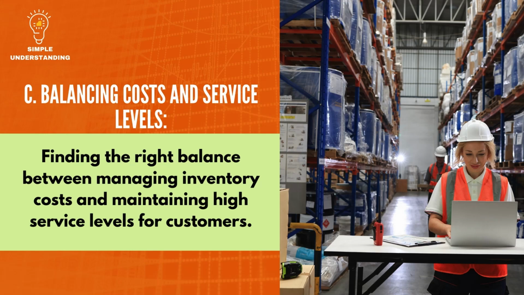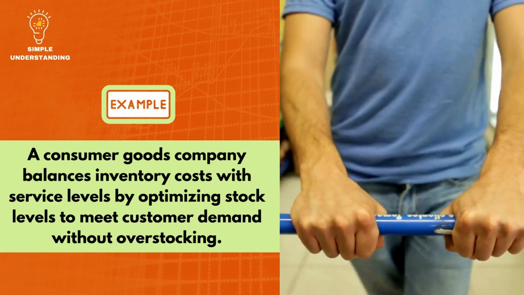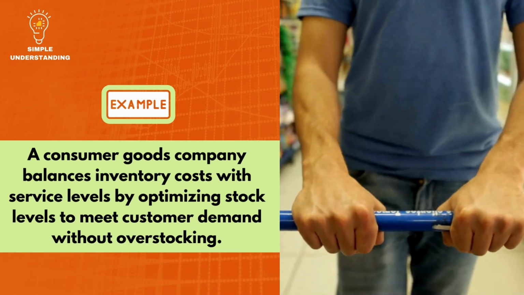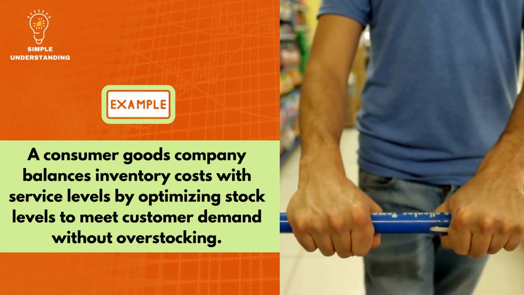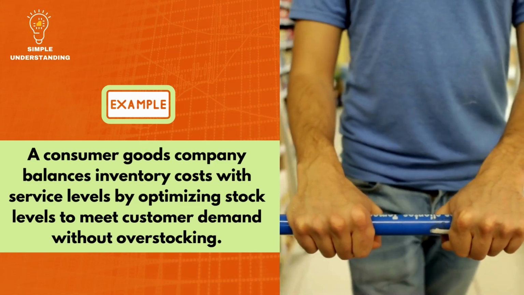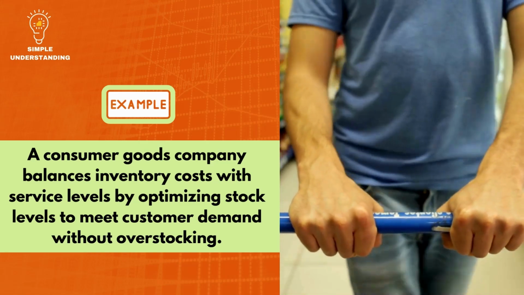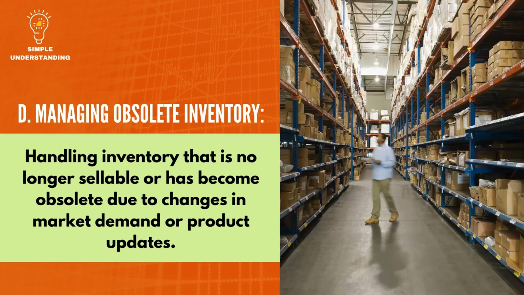C. Balancing costs and service levels. Finding the right balance between managing inventory costs and maintaining high service levels for customers. Example: a consumer goods company balances inventory costs with service levels by optimizing stock levels to meet customer demand without overstocking.